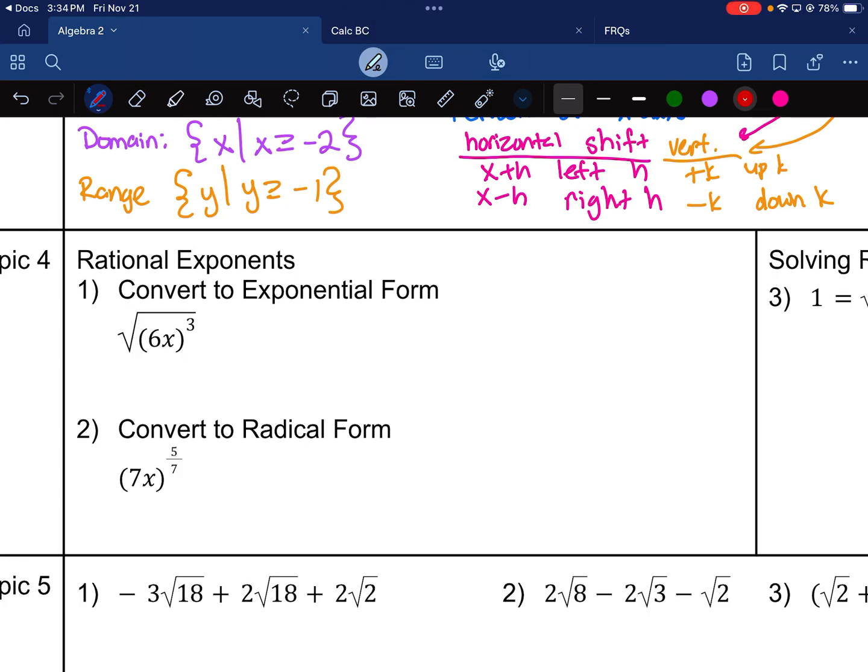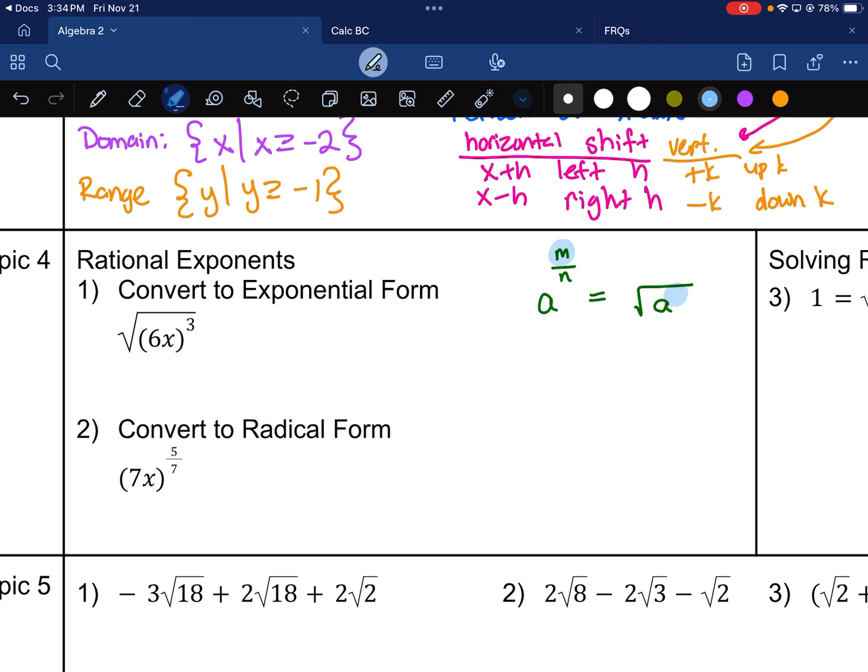Okay, so now we're doing converting rational exponents to radicals or radicals to rational exponents. So with rational exponents, you're going to have your base, and it's going to be to some kind of power, let's say m over n. So your base is always going to be inside your root, and then the m over n, the m is always going to follow your base.